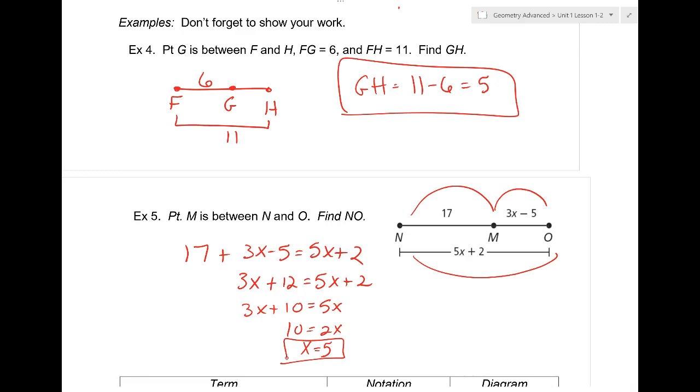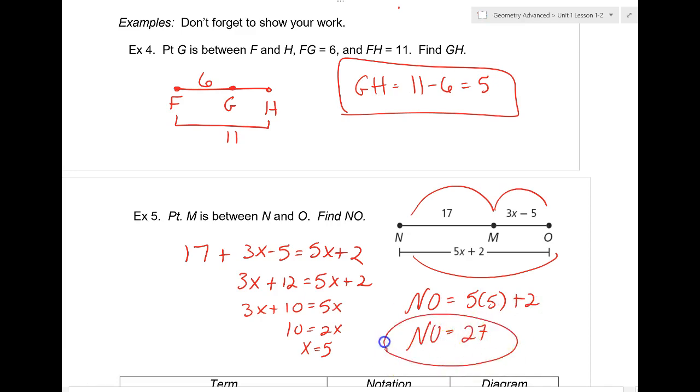I found a variable, but did it find the actual length I wanted? No, I don't have the length. So guess what? We got to finish it. So always reread your question, right? And then all you have to do a lot of times is plug it in, right? So let's plug it in. So we got 5 times 5 plus 2. What do we get? 27. All right, just off the cuff, what's the length of segment MO?